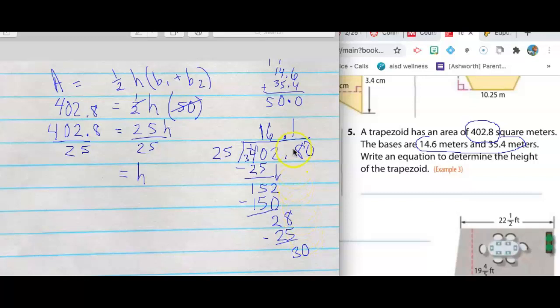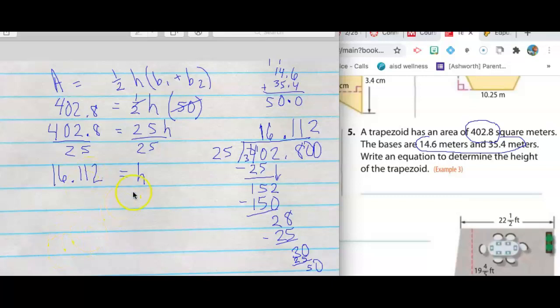How many times can 25 go into 30? That would be 1. And I'm going to write really small because I'm going to run out of space. 30 minus 25 is 5. Bring down another 0. And luckily, 25 can only go into 50 two times. So the height is going to be equivalent to 16 and 112 thousandths.